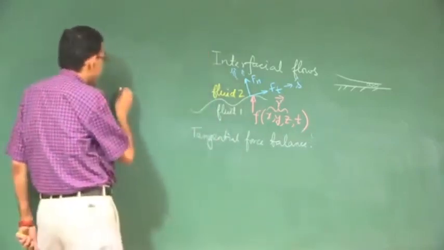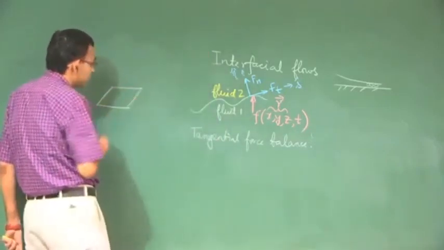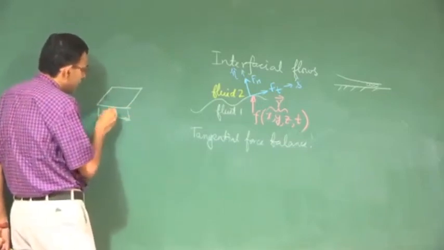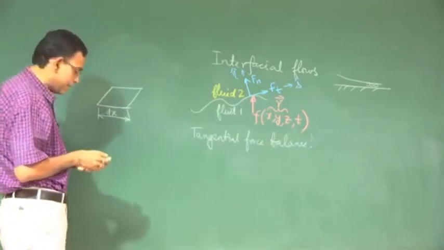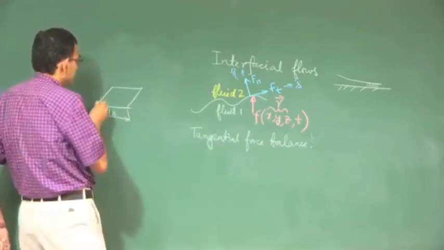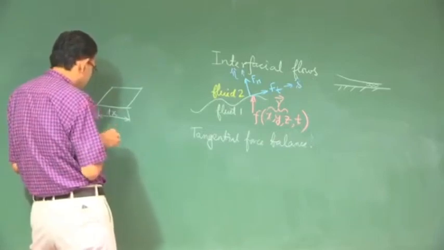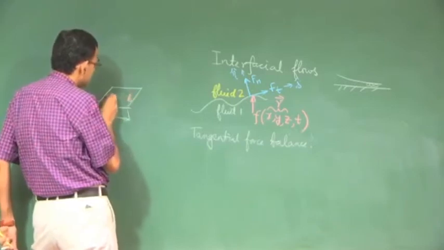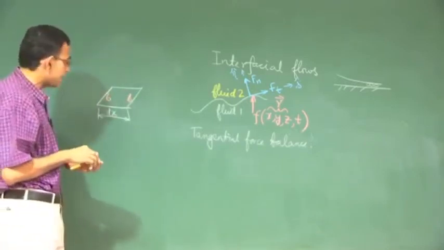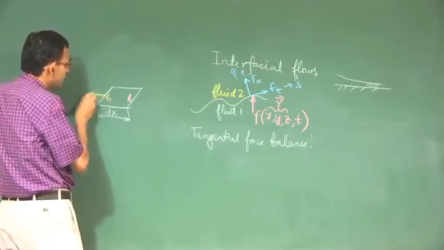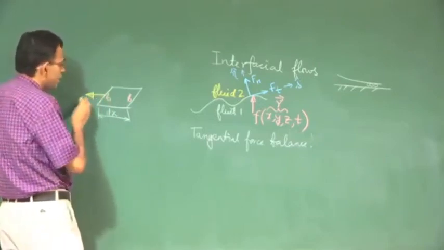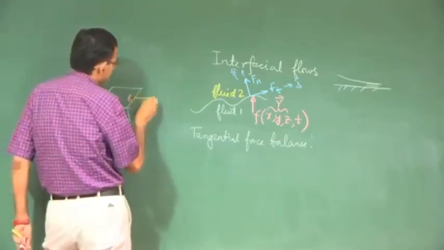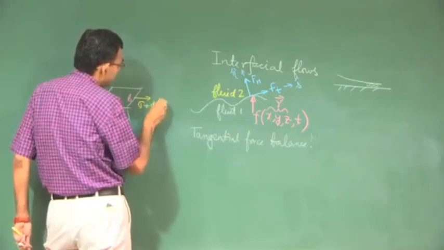So, let us assume that there is a flat interface. This time we consider the interface like this, of dimension dx. Let us say that this dimension perpendicular to the interface is b. Let us say that sigma is the surface tension coefficient here. So, the force here is sigma into b and the force here is sigma plus d sigma into b.